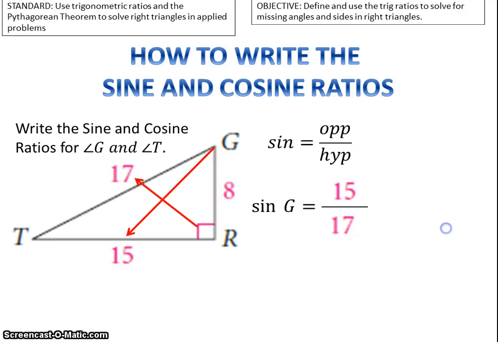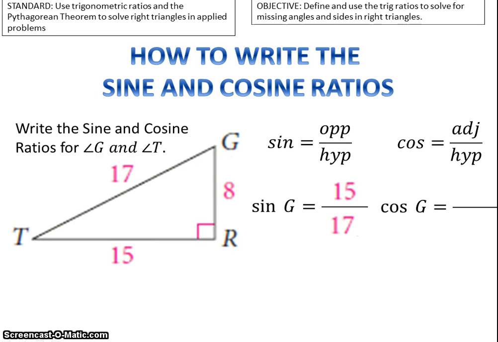What about the cosine of G? Cosine is the adjacent over the hypotenuse. From G, the adjacent is 8, and the hypotenuse remains the side across from the right angle, so 17. So 8 over 17 is the cosine of G.